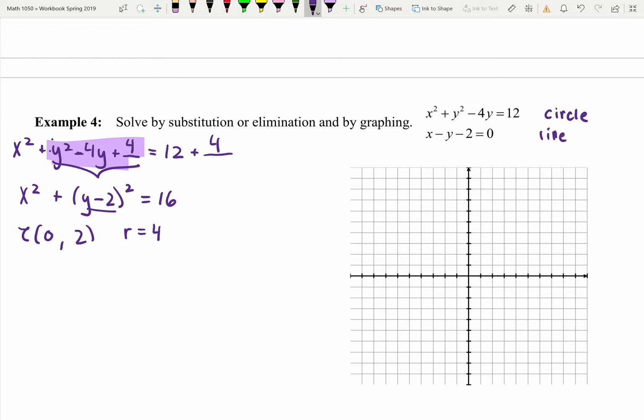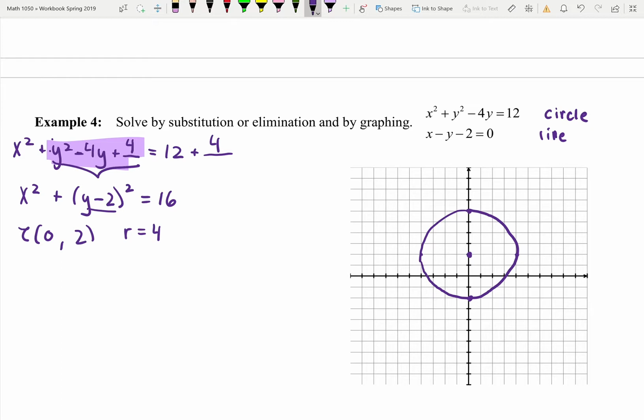Let's graph it. Don't go right or left, but go up 2, then go out 4 units in each direction, and then draw in your circle. Try to make your circle look like a circle and not a diamond.